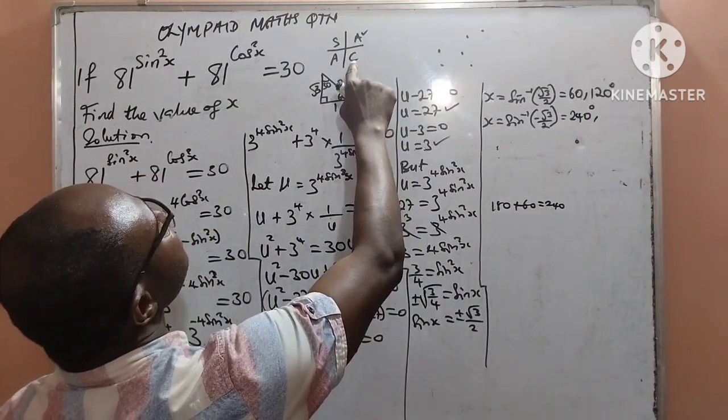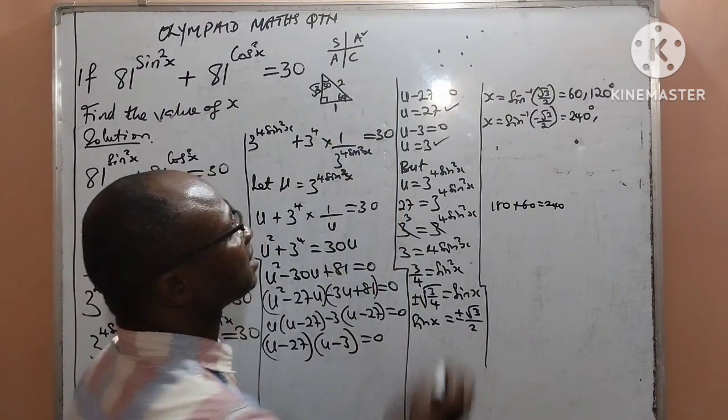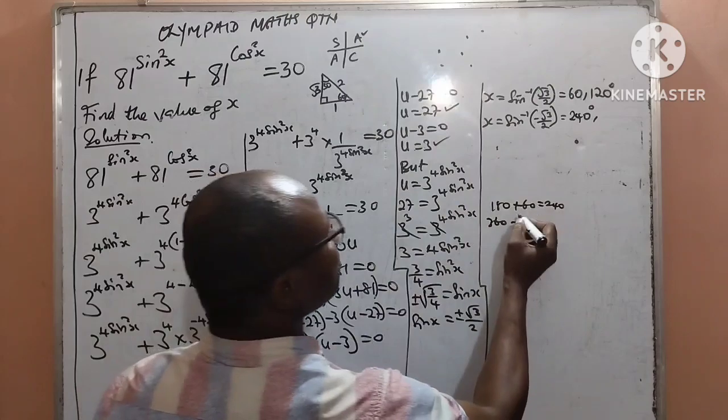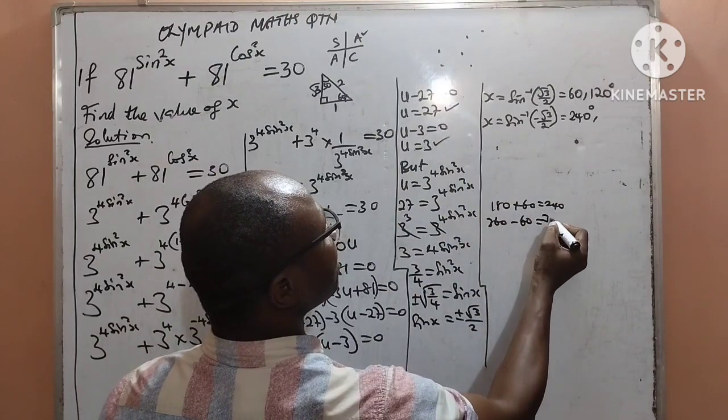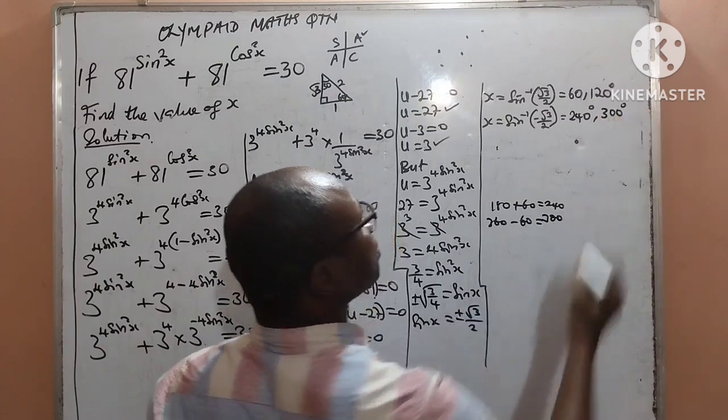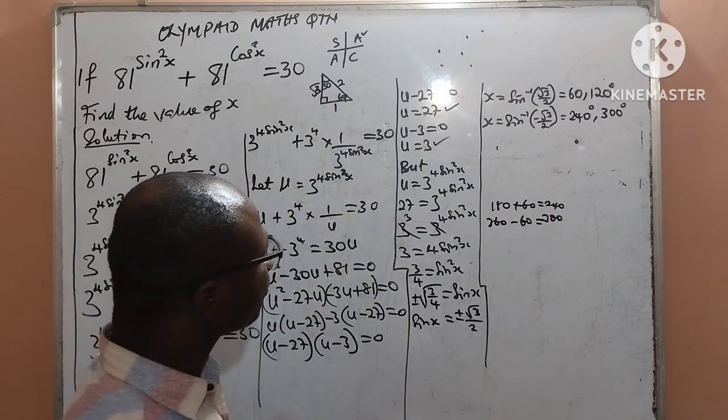Again, sine is negative in the fourth quadrant, meaning 360 minus the value in the first quadrant, which is 60, and that is going to be 300 degrees. So 300 degrees. What does it mean now?